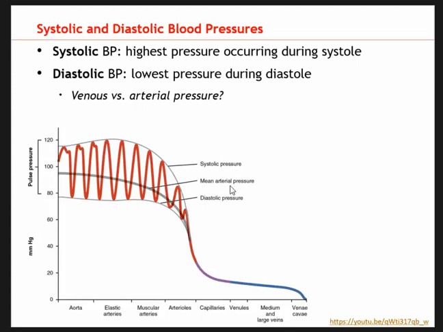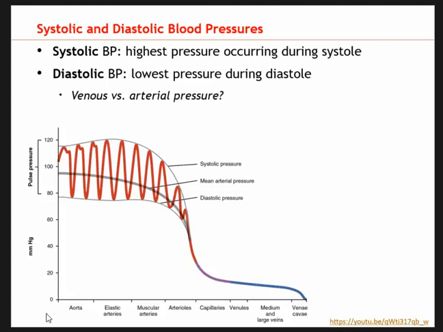We have another word we want to define, which is mean arterial pressure. This is the pressure that propels blood to tissues in the cardiac cycle. So it's the average pressures in the arteries over time. And that's what this dark line here is referring to. But really all we care about is systolic versus diastolic, specifically looking at arterial versus venous.